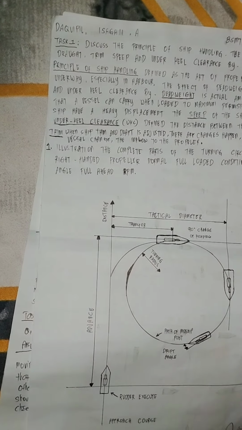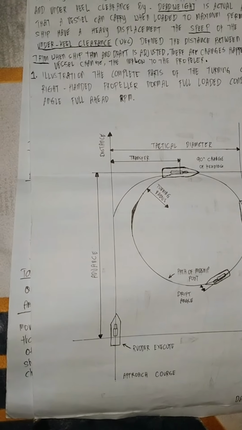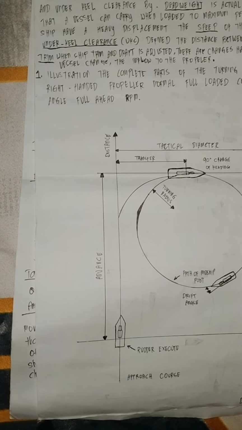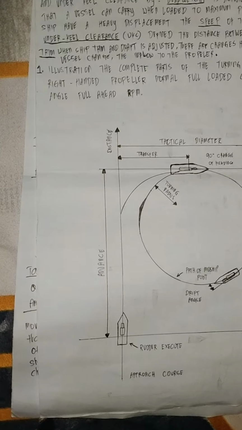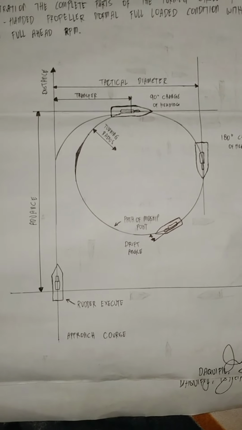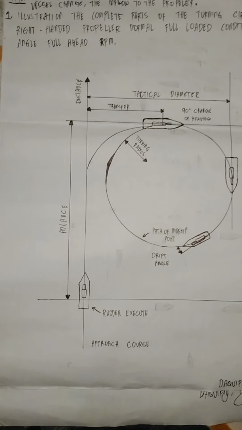Task 1, question number 1: Illustrate the complete parts of the turning circle of an MBCC with a right-hand propeller in normal full loaded condition, with maximum rudder angle and full ahead RPM. So this is my turning circle of the MBCC.